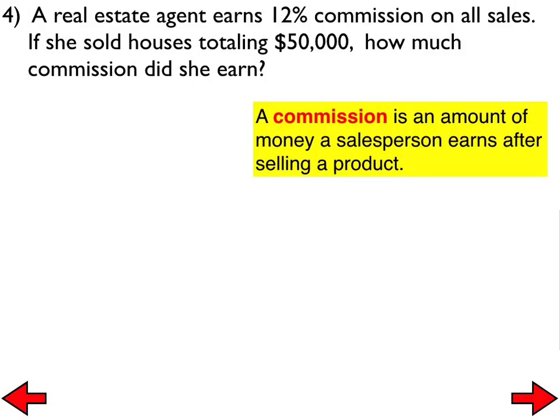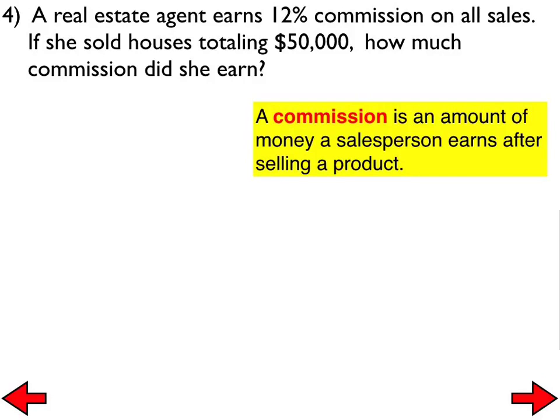So if you have ever gone shopping at Macy's or Nordstrom's, or dealt with a car salesman or a real estate agent, when you buy clothes at Macy's, that person that's helping you choose clothes doesn't get all the money that you just paid, right? Macy's gets that money. The money that they make is a commission. It's the amount of money that they make after you buy something. After they sell something, that percent is a commission.